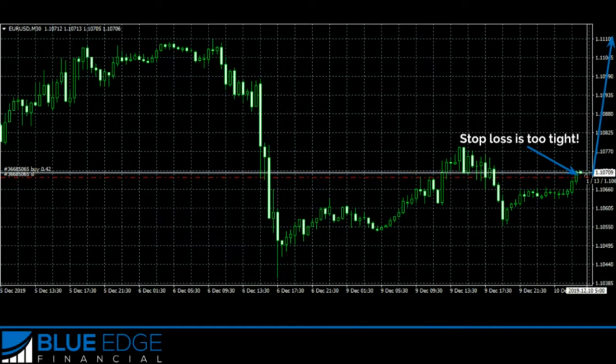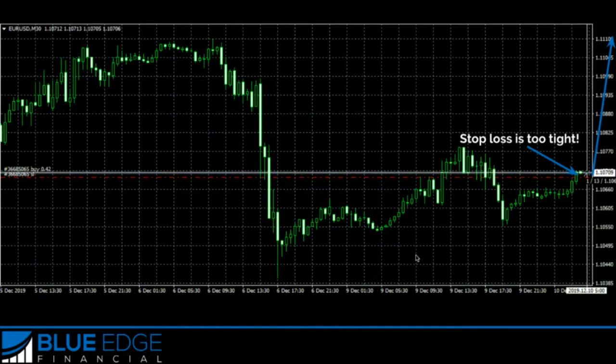If you place your stop loss too close to the entry price, it doesn't give the market any room to move against you before moving in your favor. You need to give your trades room to breathe. This is why it is important to account for each pair's volatility. The market could range around your entry point for a while before continuing in a particular direction.